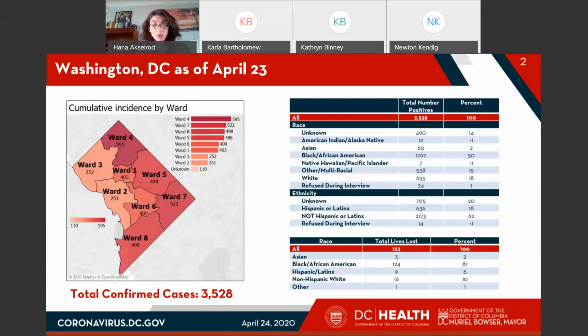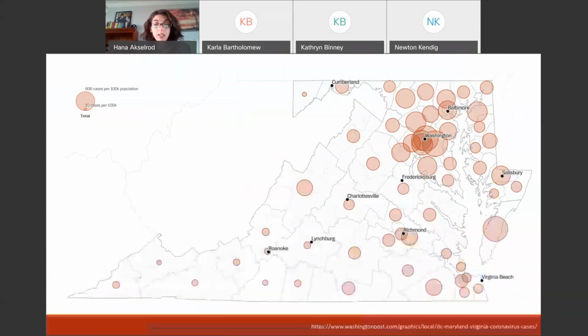We want to think about this as we go into the rest of the discussion today and the presentations that will follow mine. This is a map of the region adjusted by population. So you want to remember that we're not in a bubble. There is no possibility of a wall around the District of Columbia. We really have to think about transmission on a regional level.